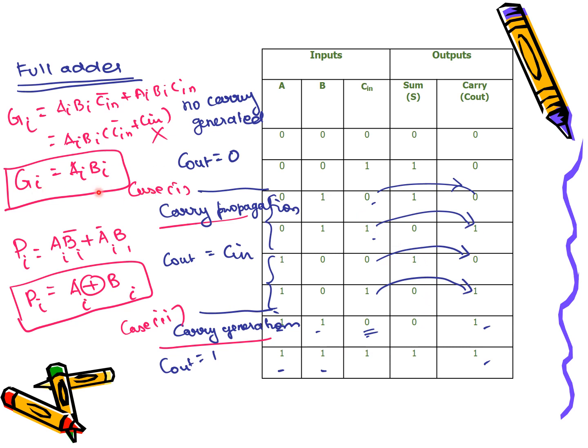When is carry getting generated? When A and B both are high. So simply you can write it as A·B. When both, that is A and B, are high. Okay, simply you can write it like this.